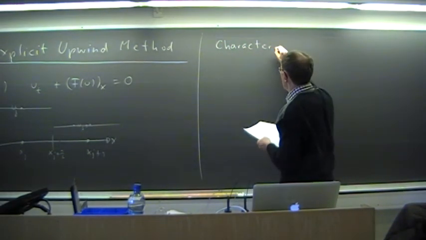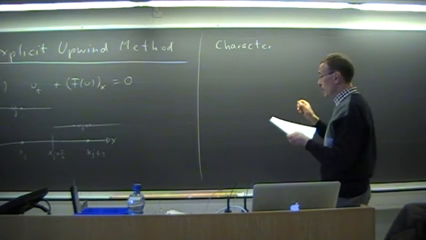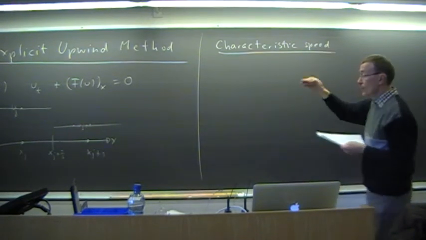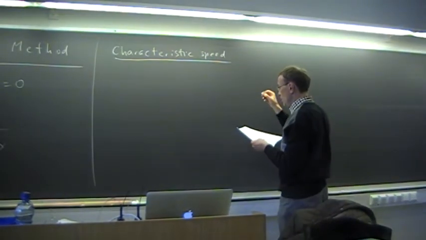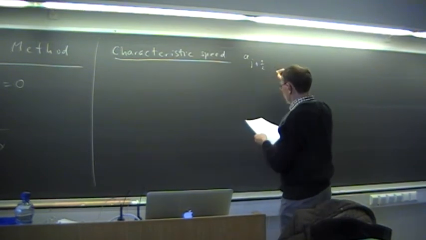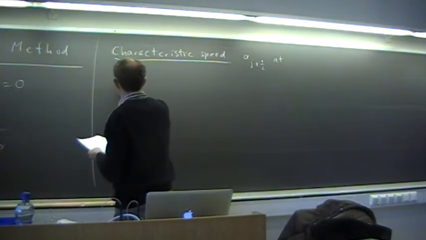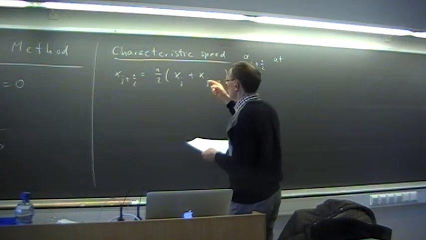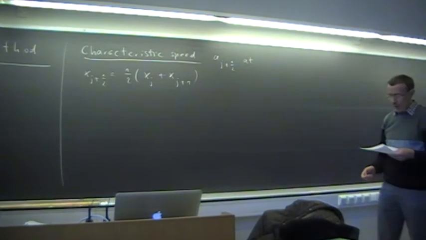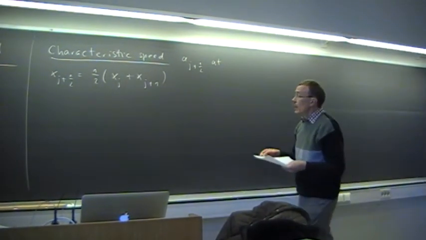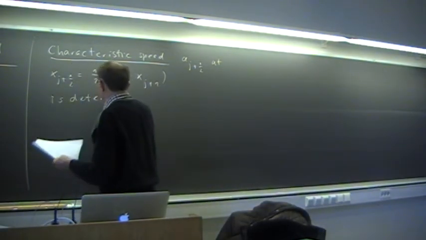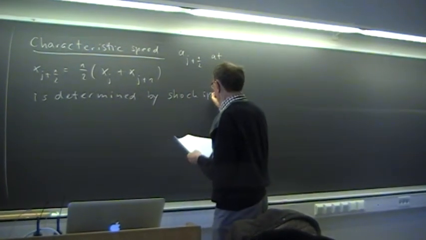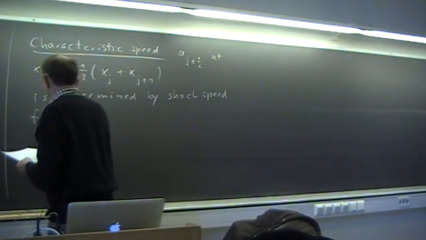And that characteristic speed will then tell us in which direction we are going. We will focus on this point, x_{j+1/2}, and call it a_{j+1/2}. It is not the grid point, it is the midpoint. We have not given that formula, but it is not important actually; it would be just the average of the values at the grid points j and j+1. That is determined, or can be determined, and we do it here, by the shock speed from the Rankine-Hugoniot condition.